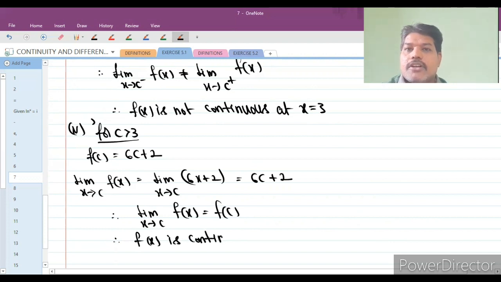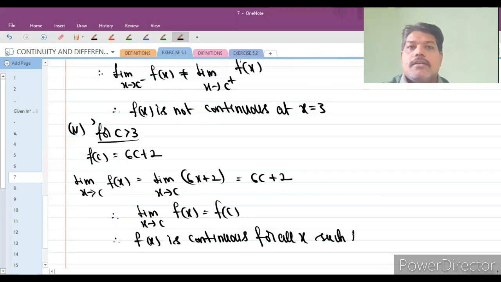F of x is continuous for all x such that x value is greater than 3.